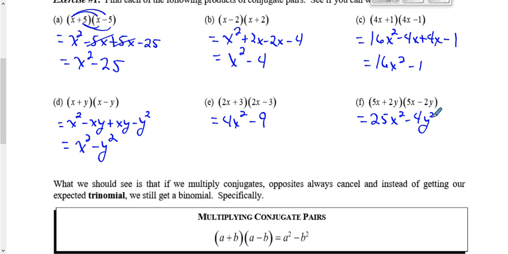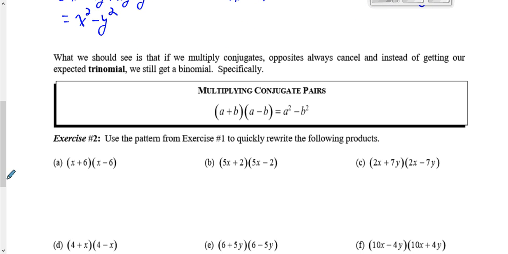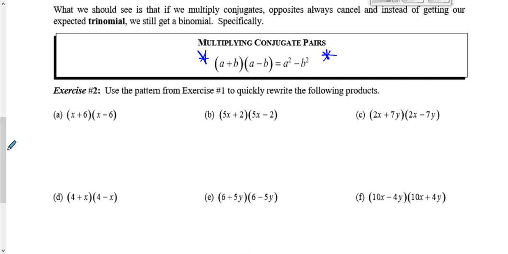Okay. And so here's the pattern. This is a pretty handy thing in math. Whenever I have conjugate pairs, as they call them, a plus b times a minus b, the result is always going to be just a squared minus b squared, whatever the numbers or variables are in there. Okay? So let's try these out here. What would this be? Is it in this form? Equals x squared minus 36. Getting the idea? So you guys take a minute and just do the rest of these on your own.